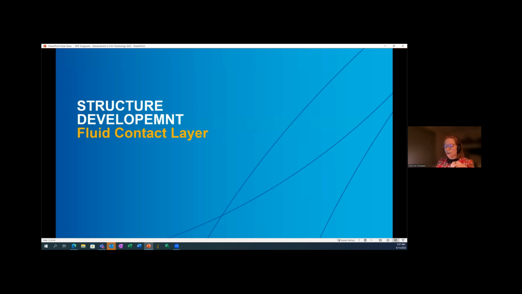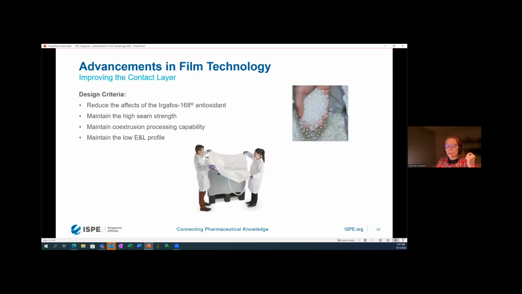So let's review the structure development of the fluid contact layer. Our main objectives for the contact layer were to identify a resin without Irgafos 168 and have a high cell growth compatibility, to use a resin that could be co-extruded and have a low extractable leachable profile and still provide robust seam strength.